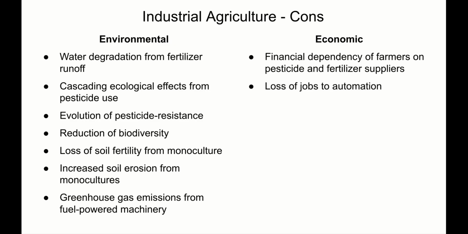Another interesting con of industrial agriculture is a loss of jobs. The automation, the use of heavy machinery on farms uses fewer people. And so if we're thinking about job creation, industrial agriculture is the opposite of job creation. We're going to have job reduction as we transition to industrial agriculture.